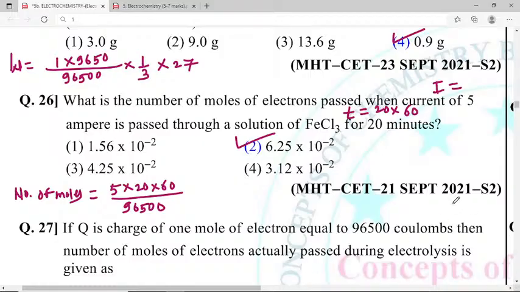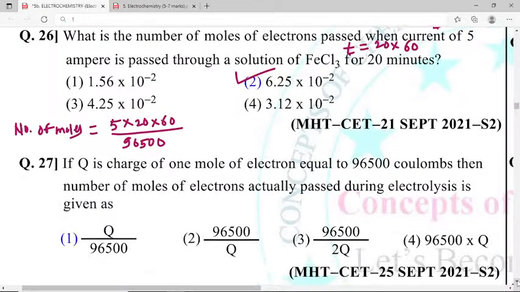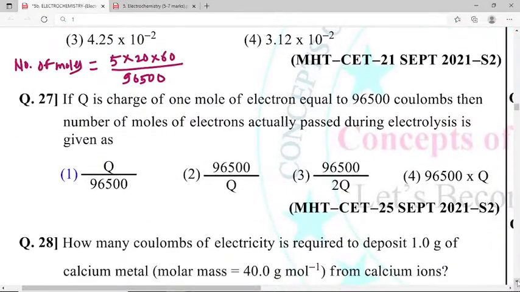I am writing the direct formula: current in ampere multiplied by time in seconds divided by 96500 coulombs gives the number of moles of electrons passed. If Q is the charge, and 1 mole of electrons equals 96500 coulomb, then the number of moles of electrons actually passed is Q divided by 96500. It's very easy.